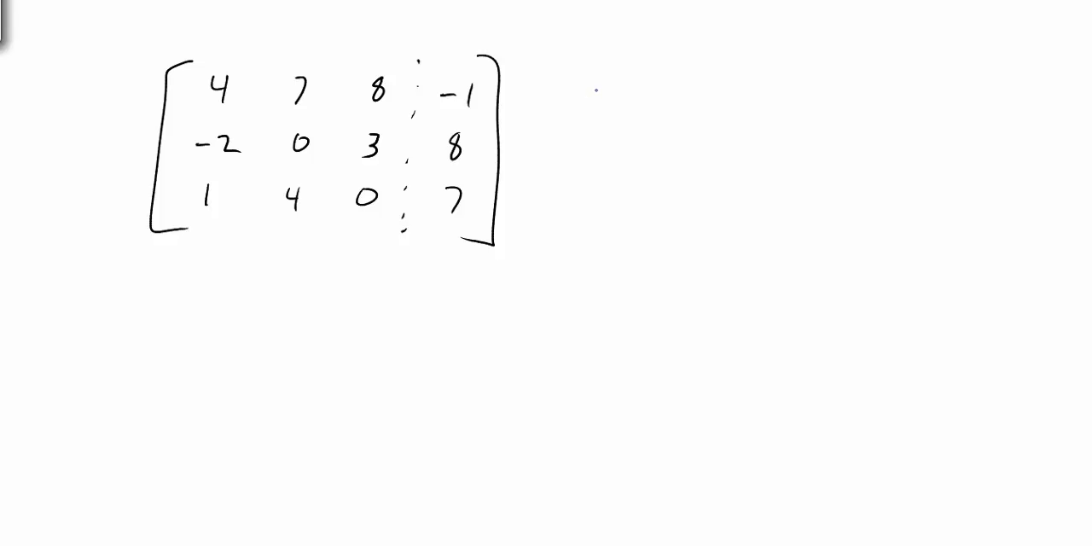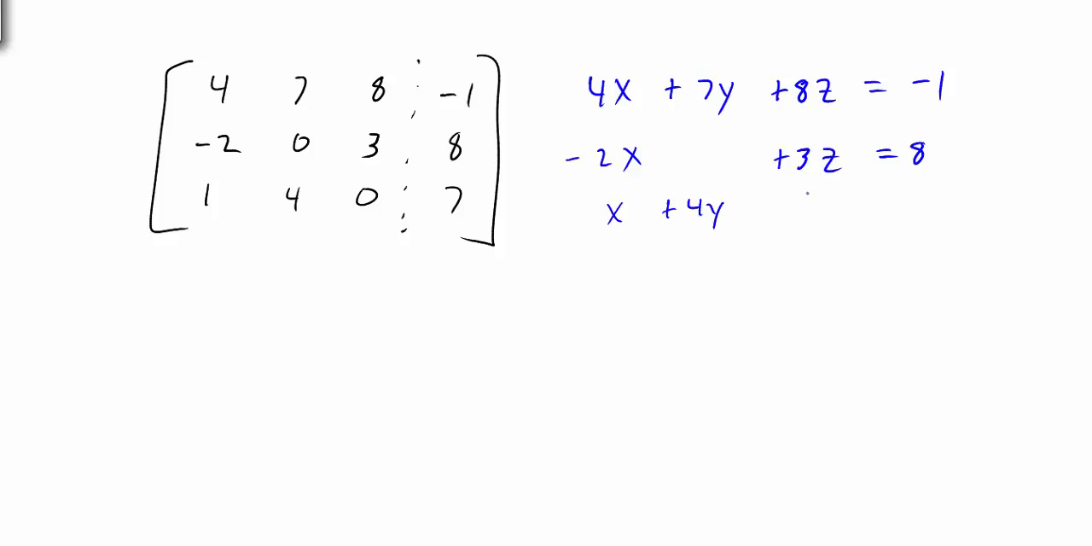We're going to write this simply as 4x plus 7y plus 8z equals negative 1, negative 2x. Now notice here there's a 0, so that would mean 0y, and then you'd have a positive 3z equals 8, 1x plus 4y, and then there's 0, so that means there's no z, equals 7. So that's what we have if we were to translate this matrix back to a system of equations.